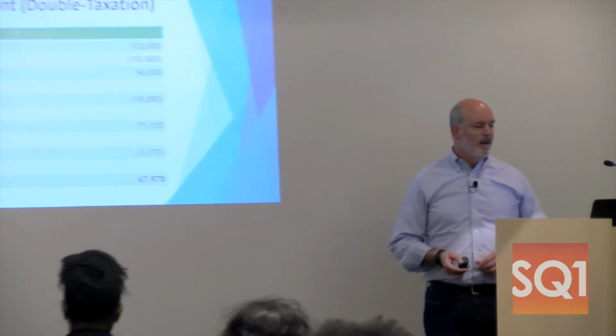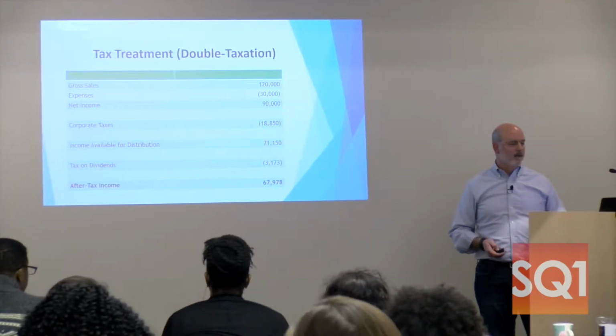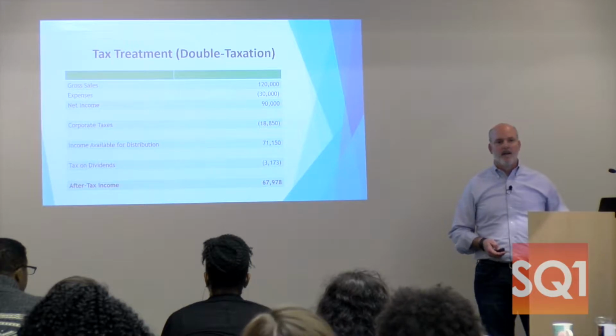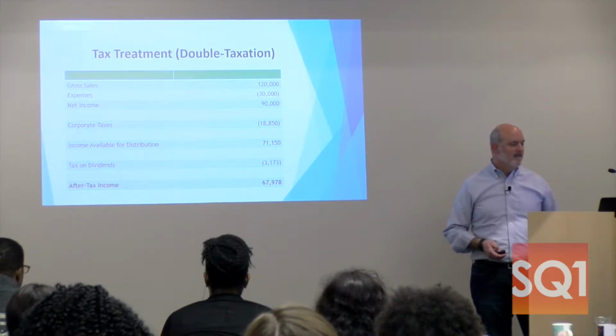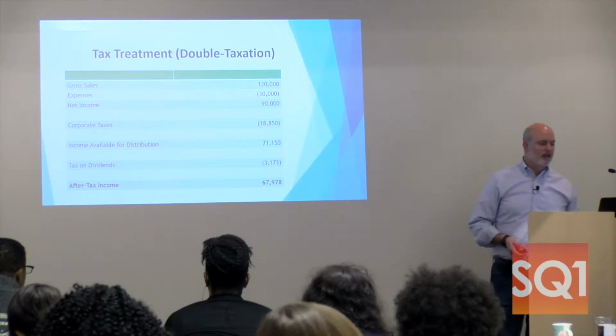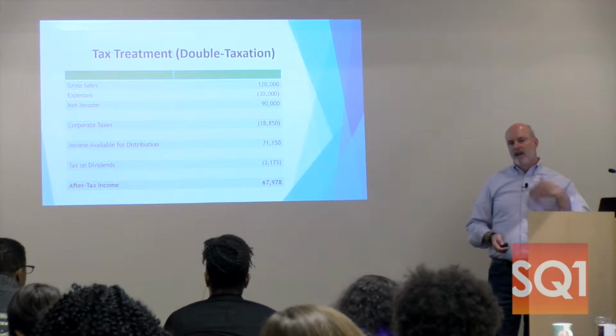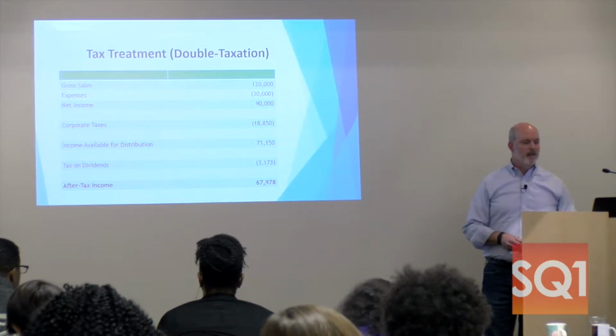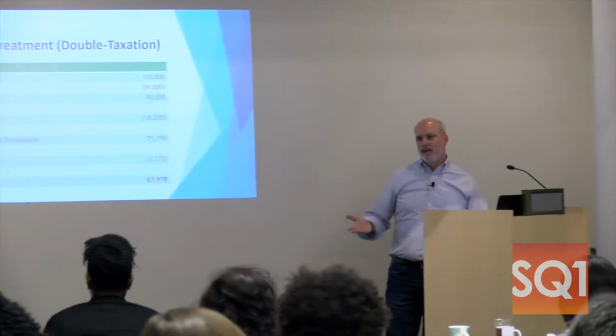So that's passed through. What if you are subject to double taxation? Same $90,000 of net income, but now you're paying corporate income taxes, and you might notice they're a little bit higher than the individual income taxes at these levels. So your net income after taxes is $71,000. But then when your company distributes that $71,000 to you, you're going to have to pay taxes on your personal income tax return. You're going to get hit again, for a smaller number but still significant. So your after-tax income is going to be about $68,000.